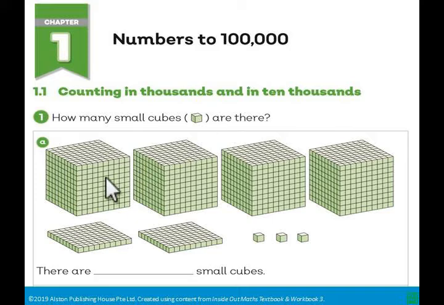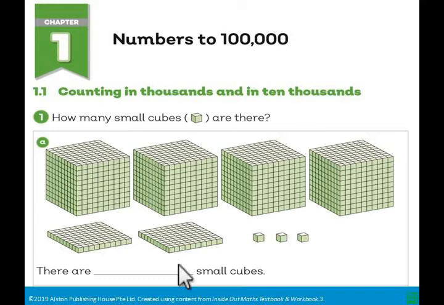Like we have 100, 100. Then we have 1s, 1, 2, 3. So there are small cubes. So how many are there here? So how many cubes are there altogether? Write the numeral number.